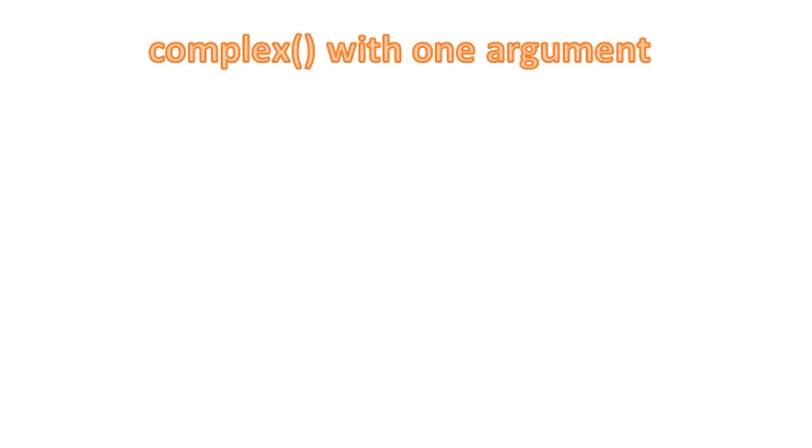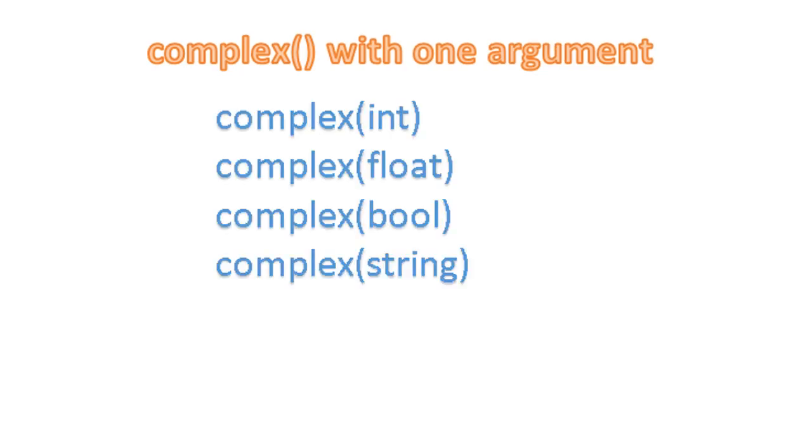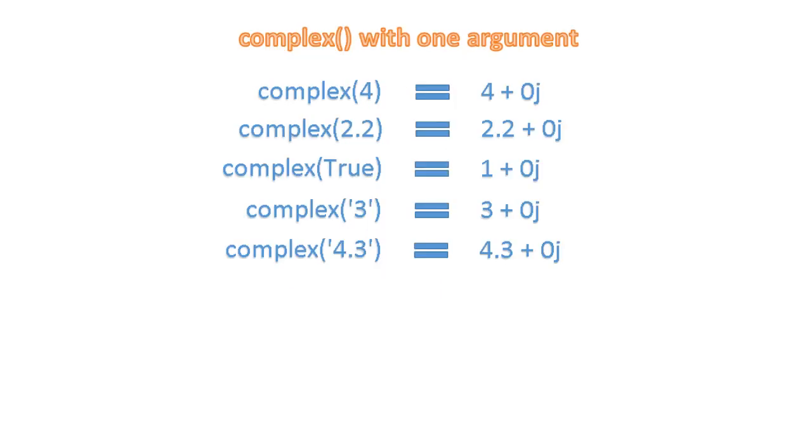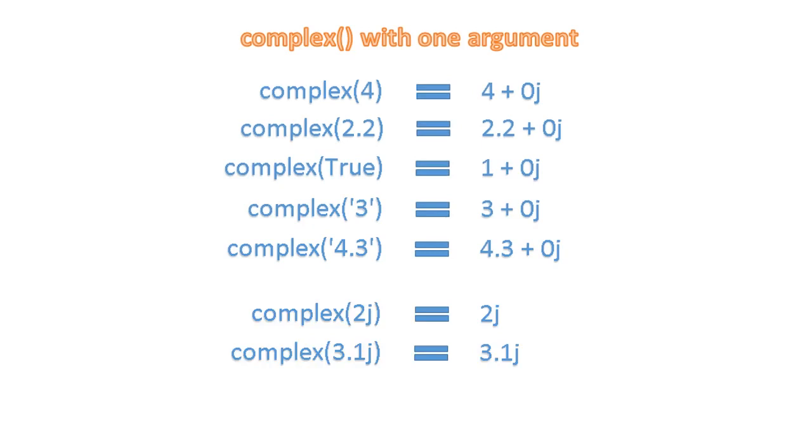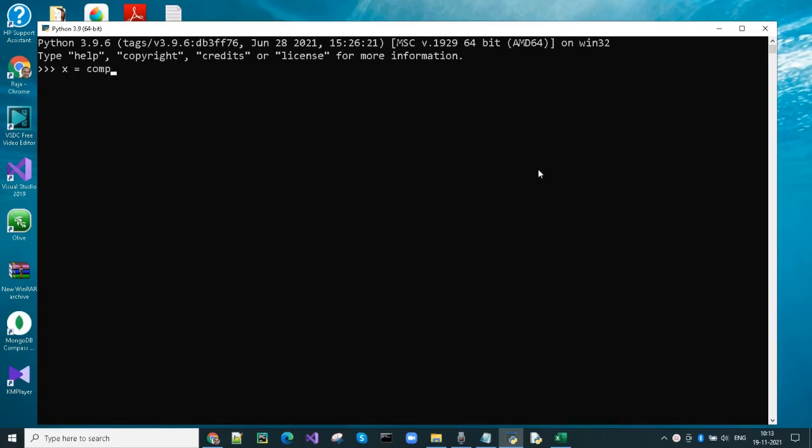Complex function with one argument. Complex function can take one argument and the possible data types can be an integer, float, boolean or a string. When one argument is passed and if it is real number, then it is considered to be real part and imaginary part will take 0 as default value. And if the argument has j, for example 2j, 3.1j, then real part will take 0 as default value. When no argument is passed to complex function, the output will be 0j.